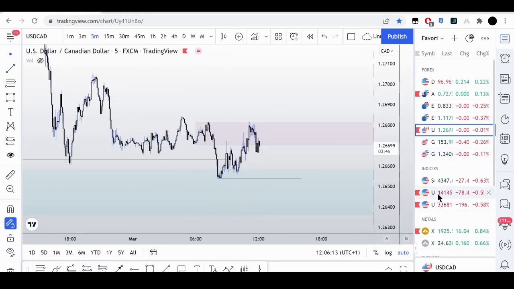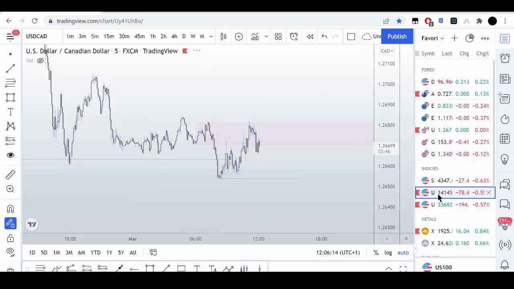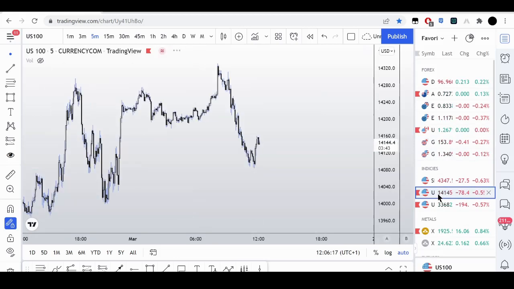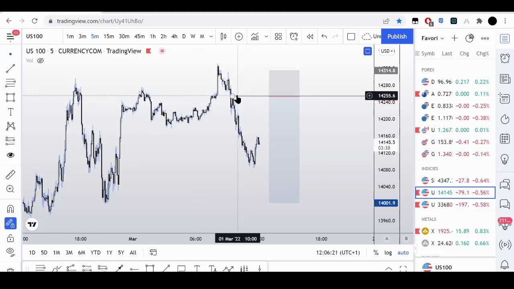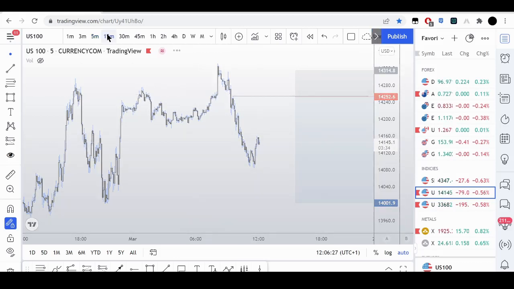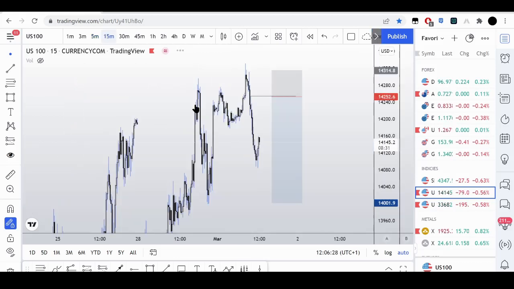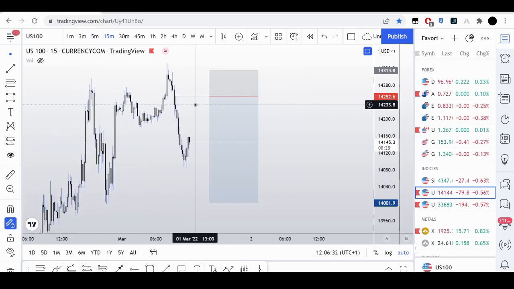But let's go to US100. I'm willing to take a sell right here, with this order block and this fair value gap resting right inside. If you go to the 15-minute, you can see that it's a nice little fair value gap right here. Now I'm going to put my stops right above this wick right here, because if it goes above that, then I would expect us to run this high.